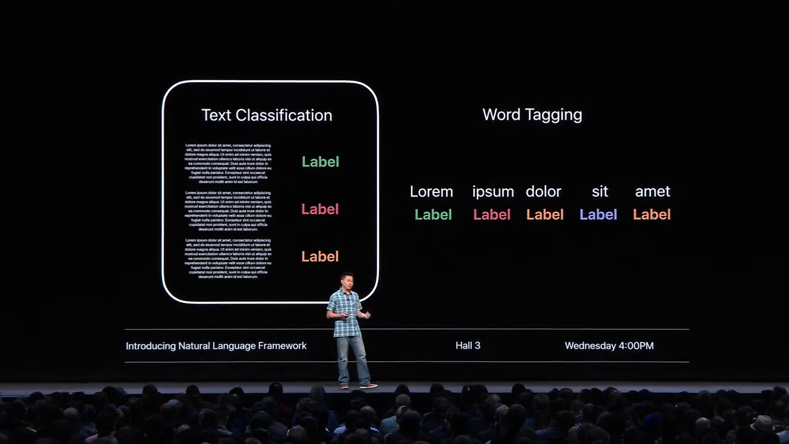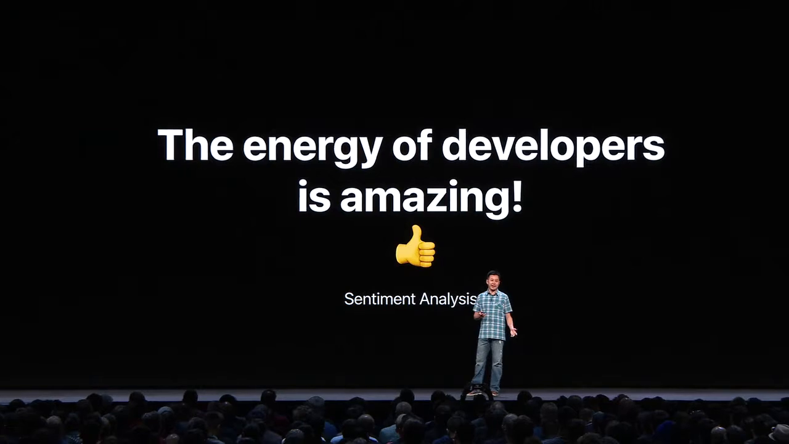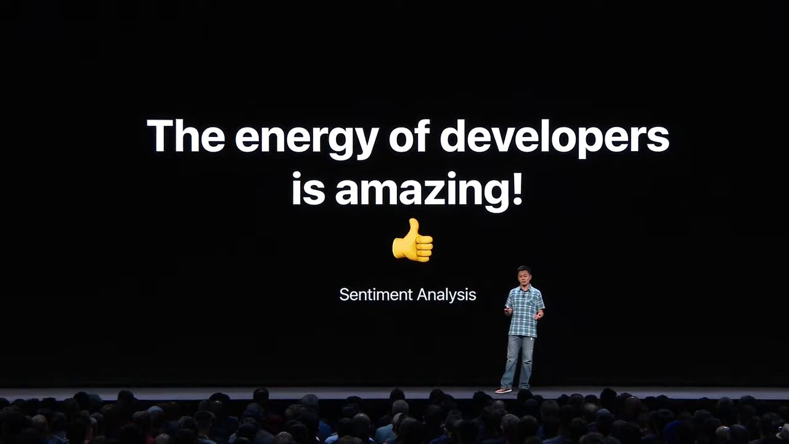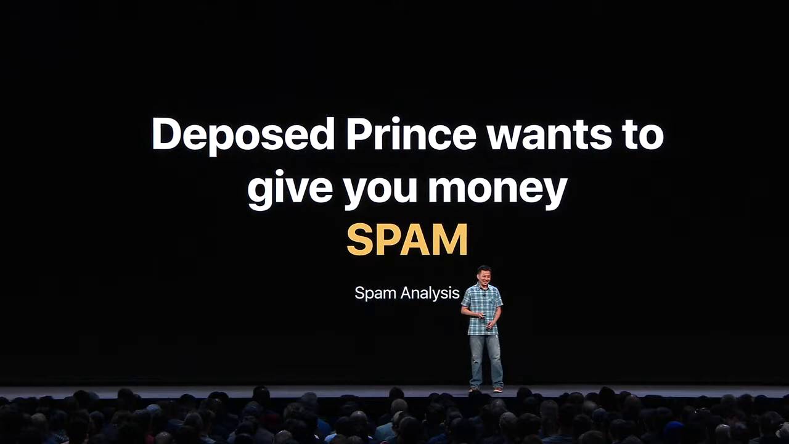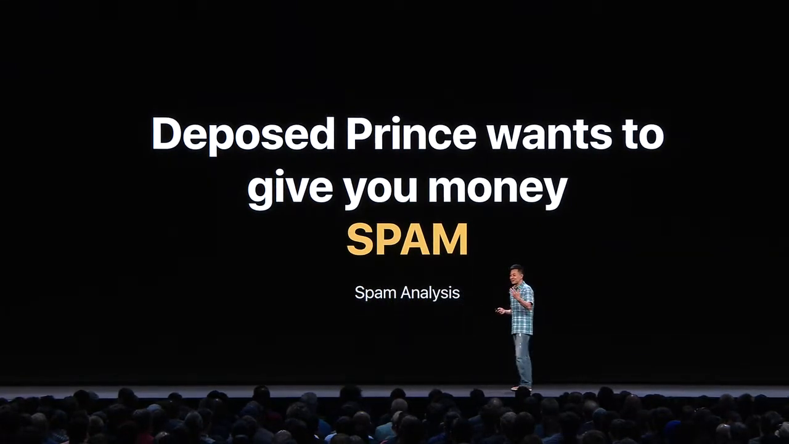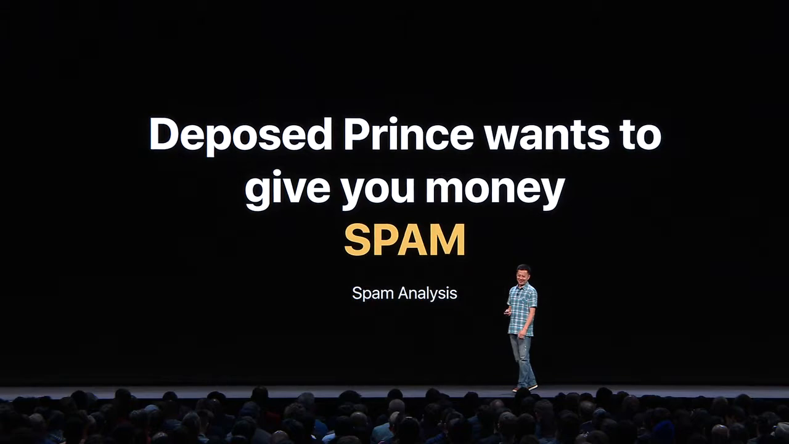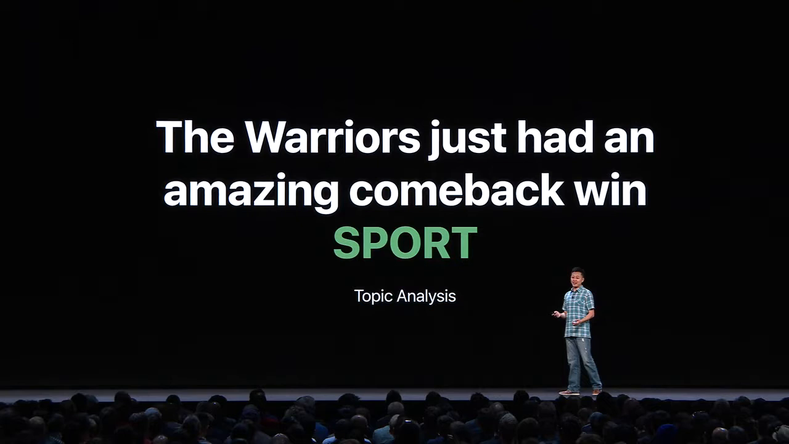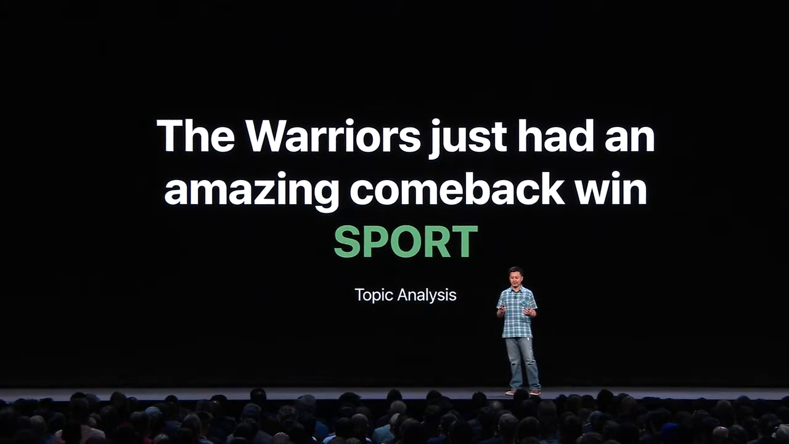Text classification can be used in a few machine learning applications. For example, sentiment analysis. "The energy of developers is amazing." That's a positive note. You want your app to know it. Spam analysis. If you saw this message in your mailbox, you know it's very likely it's a spam. So you want your app to know that as well. Topic analysis. "The Warriors just had an amazing comeback win." That's a sport post. You want your app to be able to classify that.